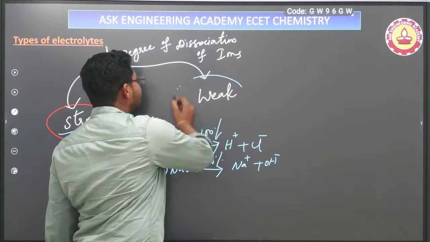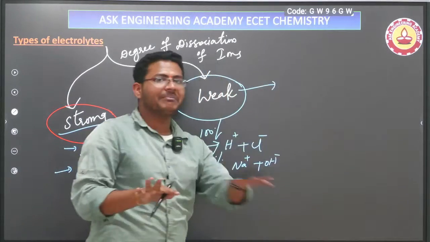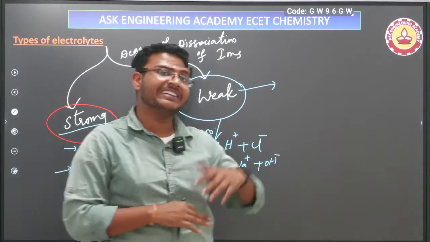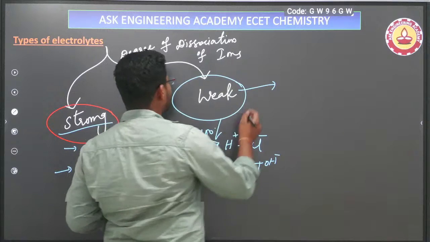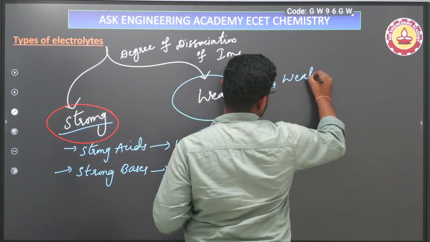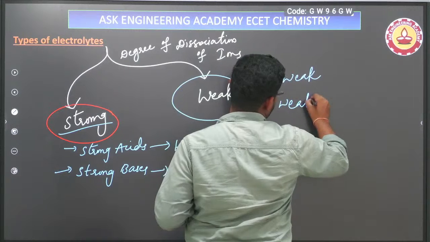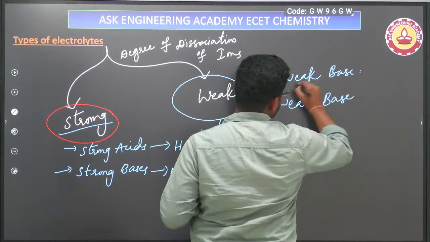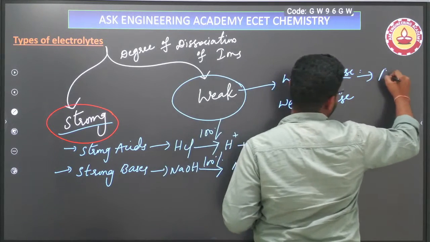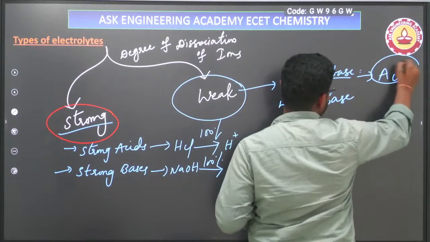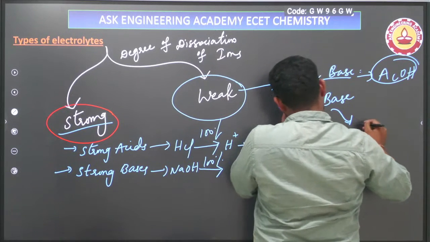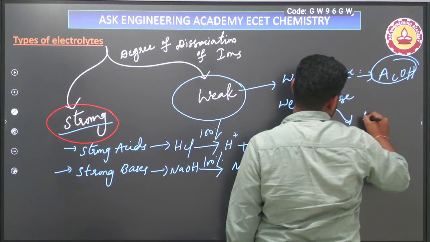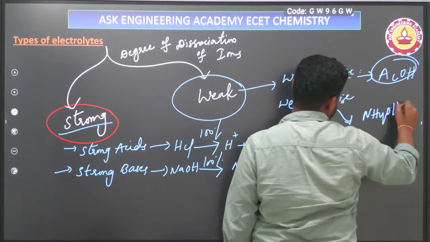Now weak electrolytes. There is no complete dissociation. There is a chance of formation of other products or intermediate products. Weak electrolytes, best examples are weak acid and weak base. The best example for weak acid is acetic acid, CH3COOH, and for weak base, ammonium hydroxide is an example.